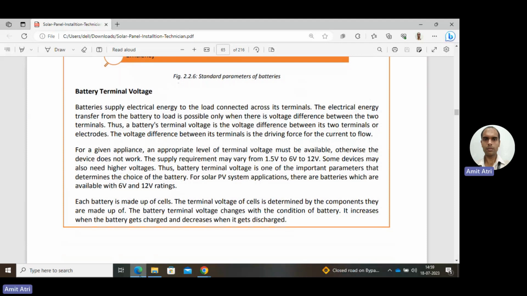Because each battery is made up of cells, the terminal voltage of a cell is determined by the components they are made up of. The battery terminal voltage changes with the condition of the battery. It increases when the battery gets charged and decreases when the battery gets discharged.